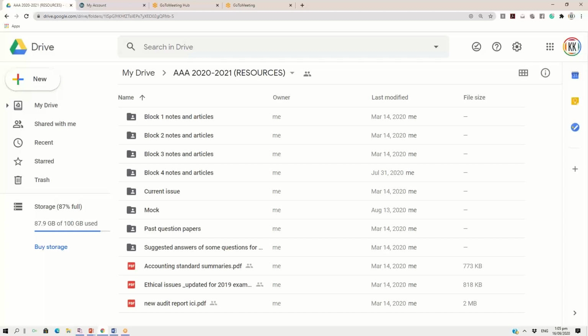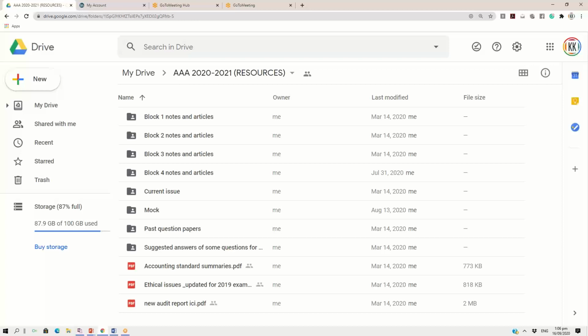If there is any current issue, I'll add the current issue in the folder. Then I've already included the mock paper with every answer and debriefing. The past question papers have been put here as well, so you can access them if you want to solve any question paper. I have included some of my own written answers in the folder as well, so that you can refer to them as guidance answers, and a lot of summaries. I will be guiding you about the use of these resources as and when they're needed.